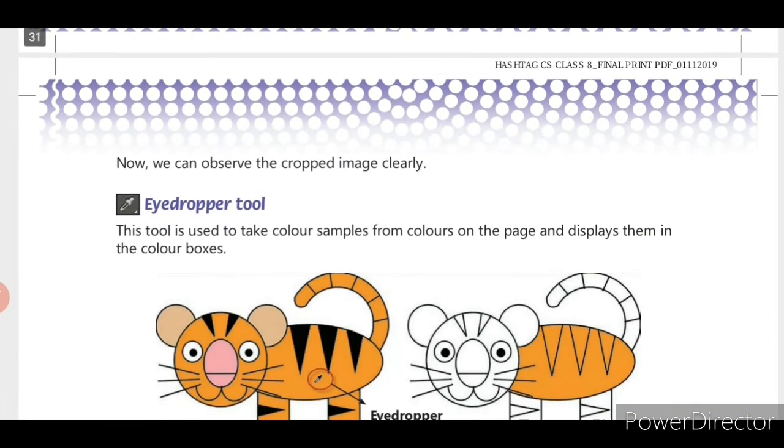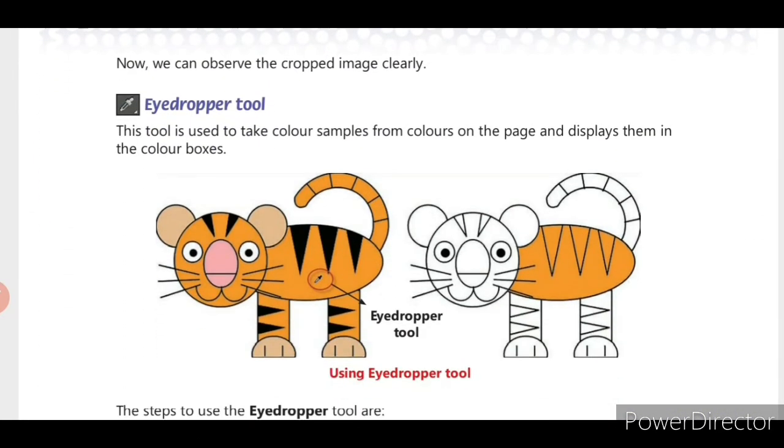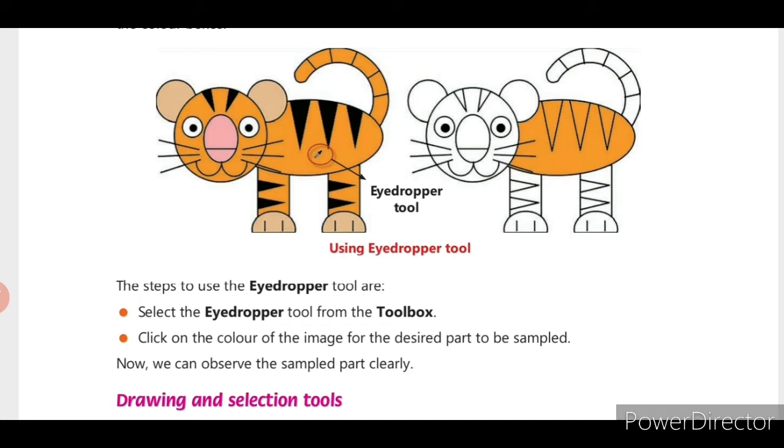Yes. So next we have seen about the eyedropper tool. What is the eyedropper tool? It is used to take color samples from colors on the page and display them in the color box. So see this first picture, it shows the eyedropper tool which selects only a particular color from the picture. The second diagram shows the picture with the required part of the image in the desired color.